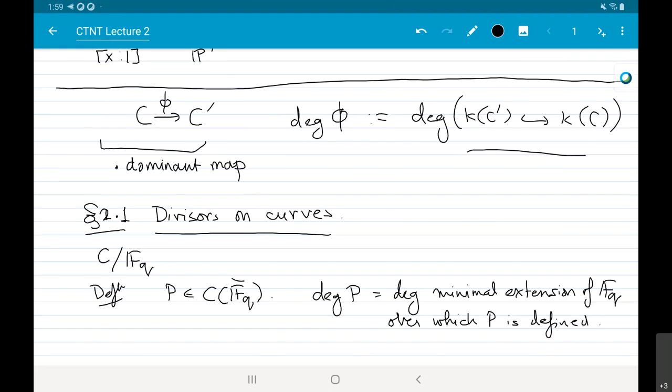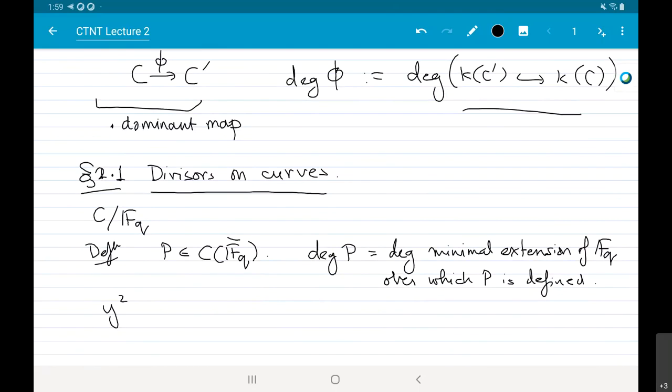So for example, if you have again a hyperelliptic curve in odd characteristic, if you take an x for which f(x) is not a square, then this point, (x, square root of f(x)), can be defined over a quadratic extension. So if f(x) is not a square in F_q, then this is going to be defined over a quadratic extension, and so this point is going to have degree 2.